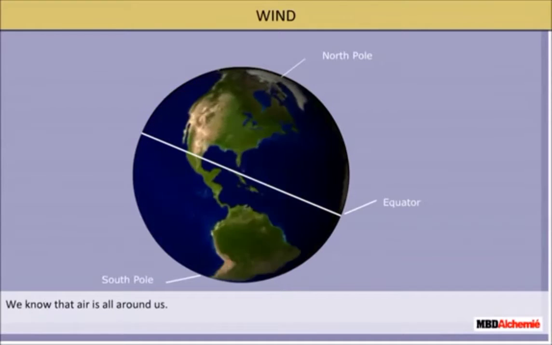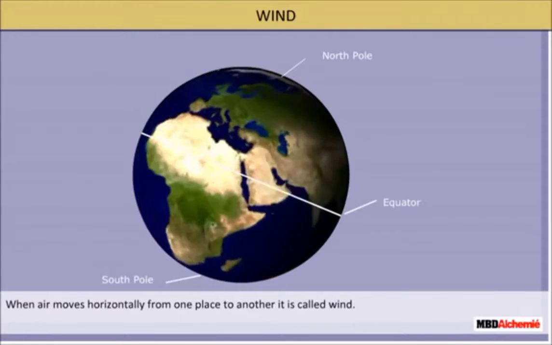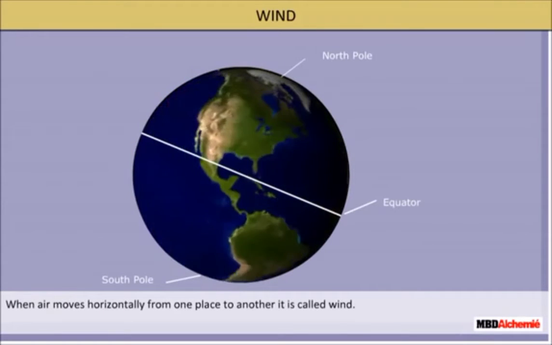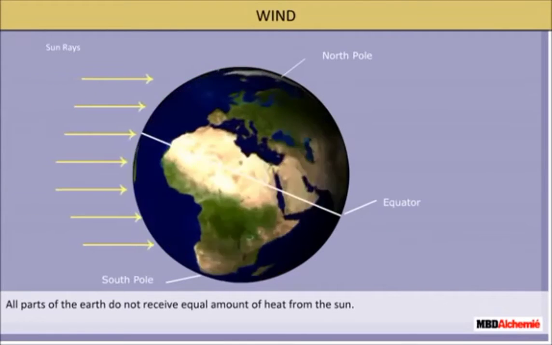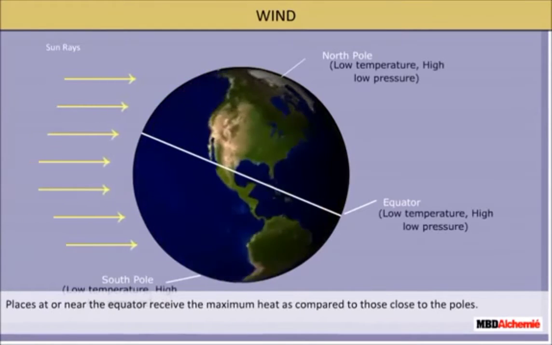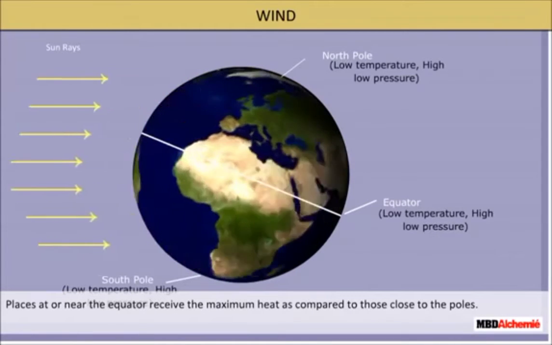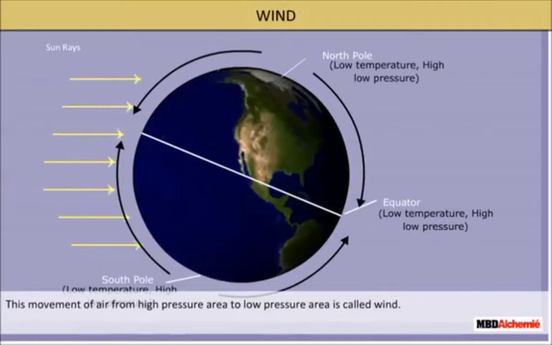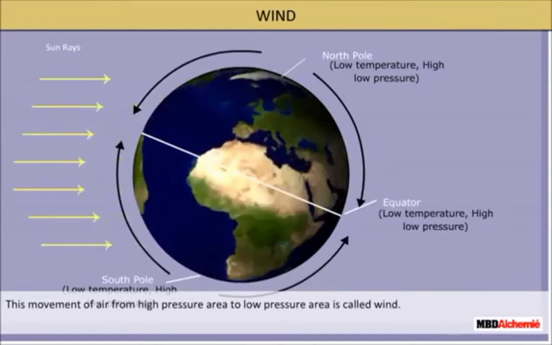Wind. We know that air is all around us. When air moves horizontally from one place to another, it is called wind. All parts of the earth do not receive equal amount of heat from the sun. Places near the equator receive maximum heat as compared to the poles. This movement of air from high pressure area to low pressure area is called wind.